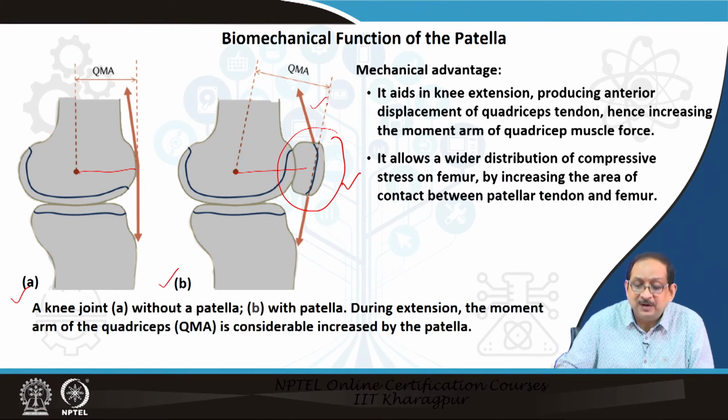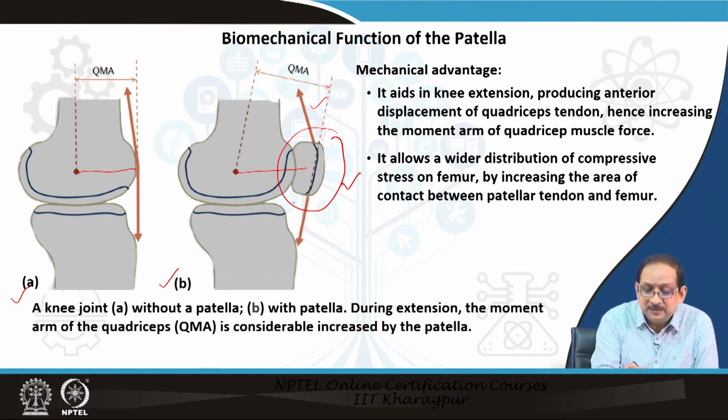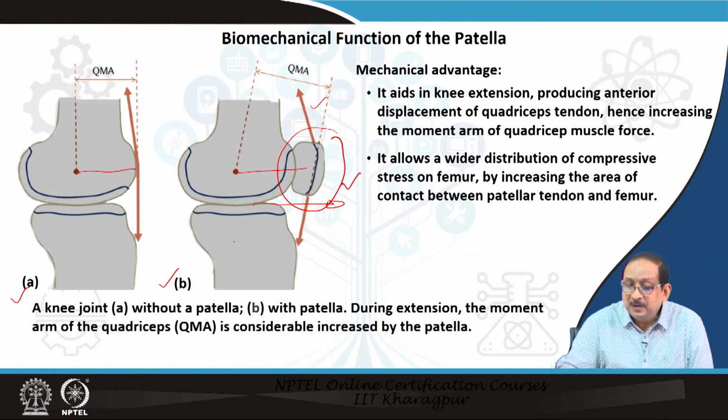So, the mechanical advantages of the patella are: it aids in knee extension, producing anterior displacement of the quadricep tendon, hence increasing the moment arm of quadricep muscle force. It also allows wider distribution of compressive stress on the femur by increasing the area of contact between the patellar tendon and the femur.